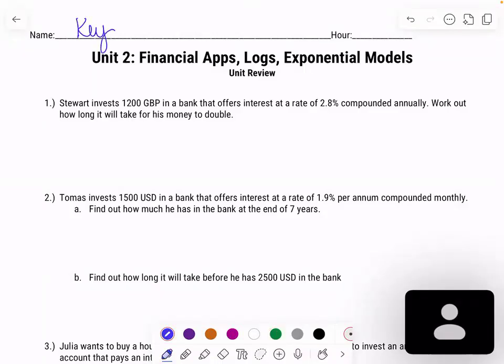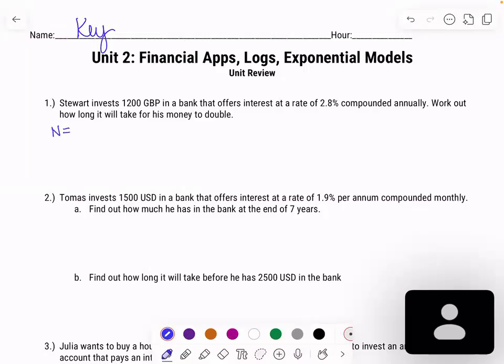Stewart invests 1,200 GBP in a bank that offers an interest rate of 2.8% compounded annually. Work out how long it will take for his money to double. There's a couple of different ways you could do this. You could use the future value model. You could also use the finance app. So I'm going to go over the finance app just to remind you how we use that.